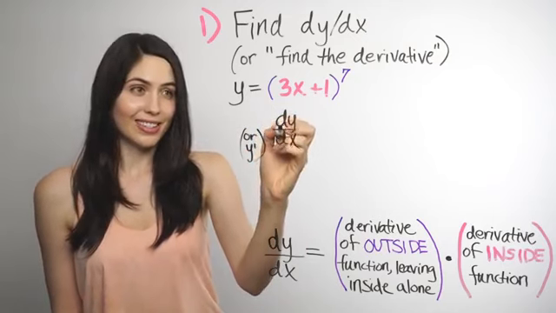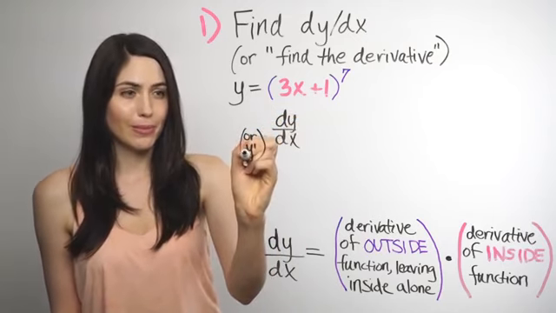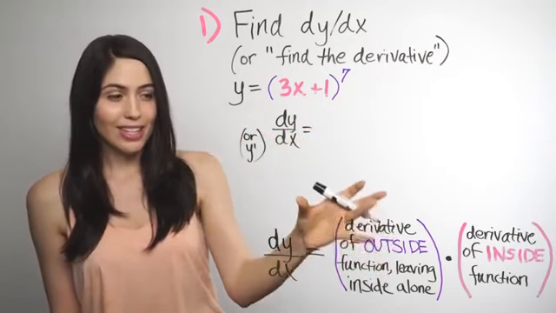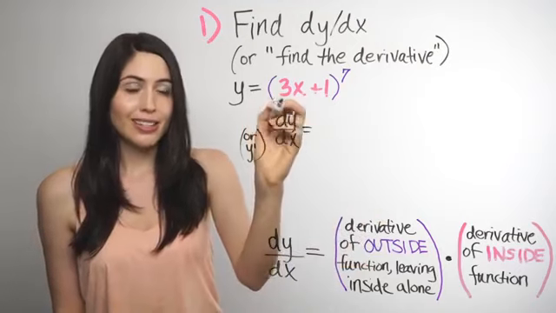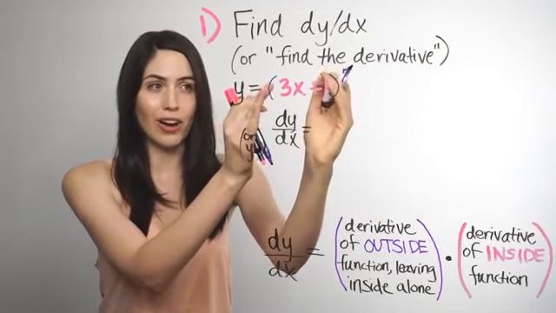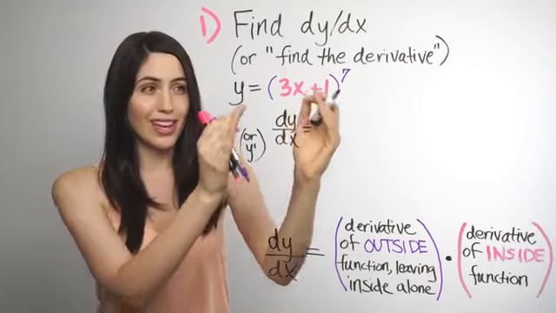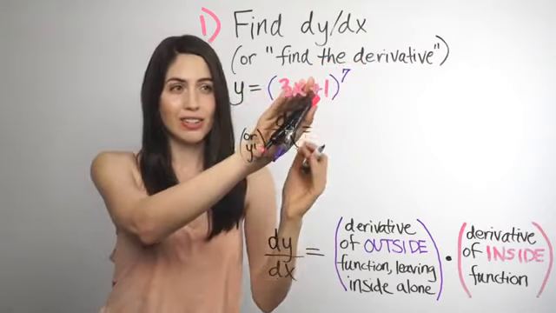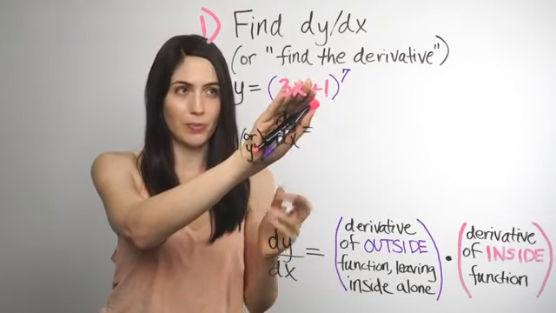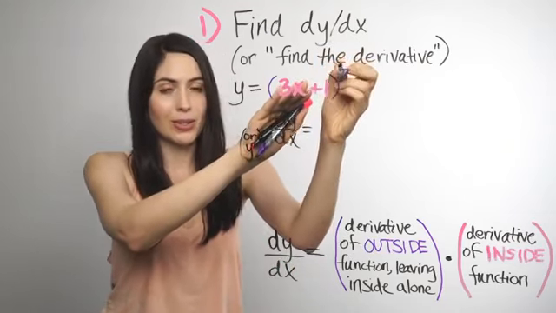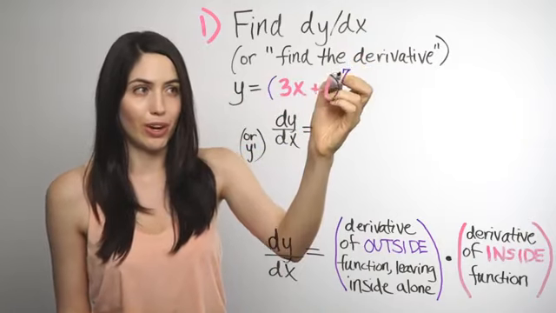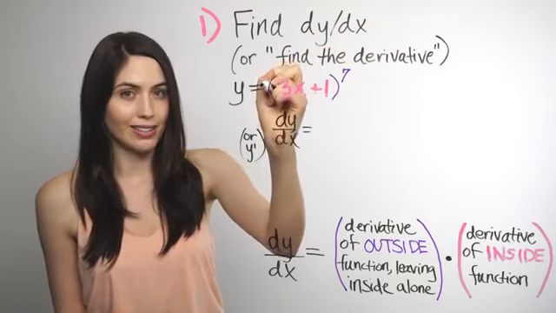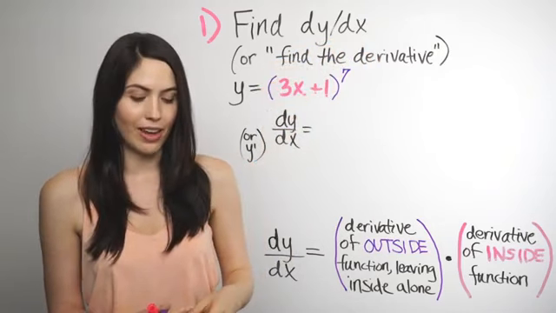So dy dx for this function, or y prime, if you see that instead, will be equal to the derivative of just the outer function first. In this example, the outer function is this power of 7. So you want to focus on just that outer function form, the power of 7, and take the derivative of that. You can even just ignore the inside part for now. To take the derivative of a power, you use the power rule, which hopefully you've seen before, but it means that you bring down the power out front as a coefficient. So we bring down the 7 out front.